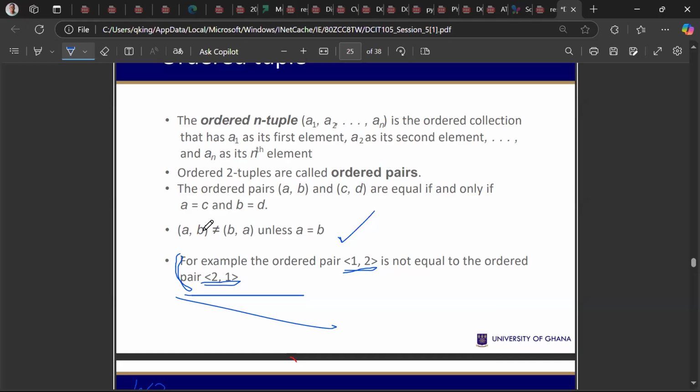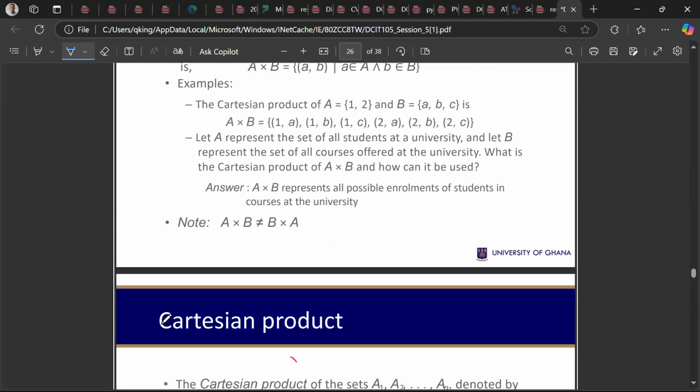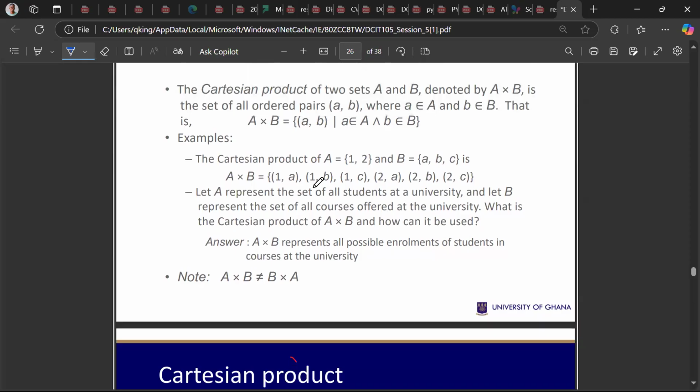And so now let's look at the Cartesian product. The Cartesian product of two sets A and B, denoted by A × B, is a set of all pairs (a, b), where a is an element of the set A, and b is an element of the set B. And this means that you take each element from set A, and then pair it with each element from B, forming an ordered pair.